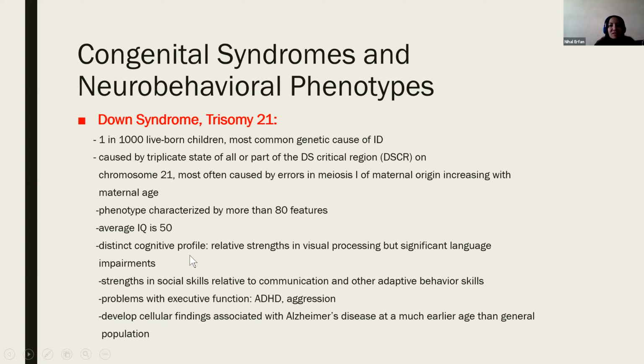They have a very distinctive cognitive profile. They have very good strengths in visual processing, but significant language impairment. Strengths in social skills relative to communication. They could have issues with executive function, so we do see ADHD. And then they have cellular findings that could be associated with Alzheimer's at an early age. So these are high risk for developing Alzheimer's earlier on.